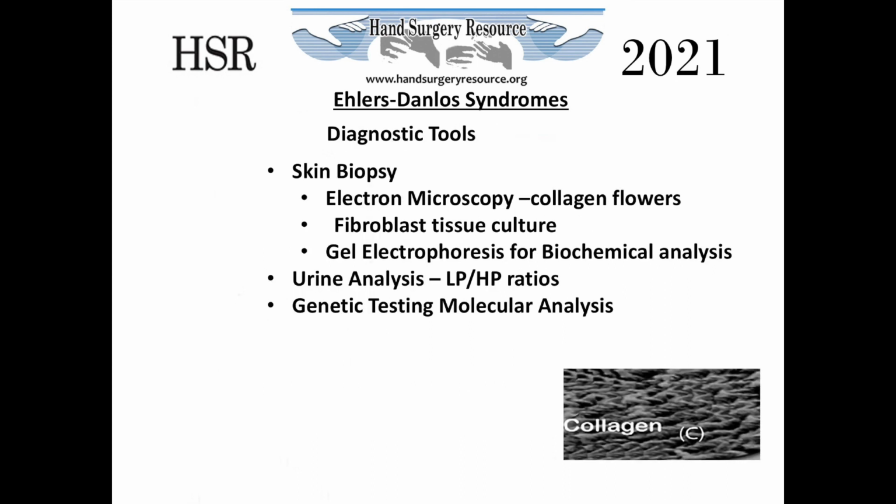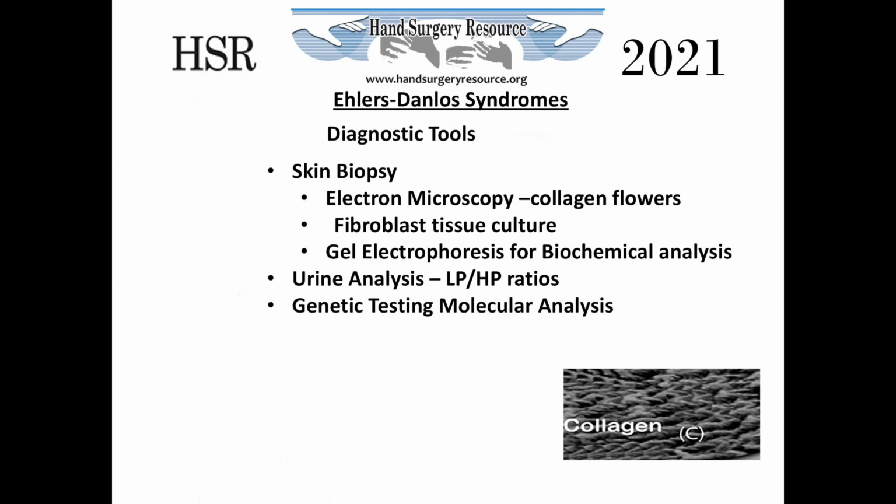The diagnostic tools for an Ehlers-Danlos syndrome workup include skin biopsies, urinalysis, and molecular analysis with genetic testing. Full-thickness skin biopsies can also provide tissue for electron microscopy. Collagen flowers, sometimes referred to as cauliflower deformities, are consistent with Ehlers-Danlos syndrome, although not specific.